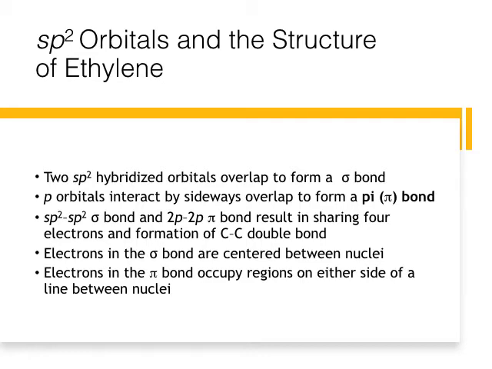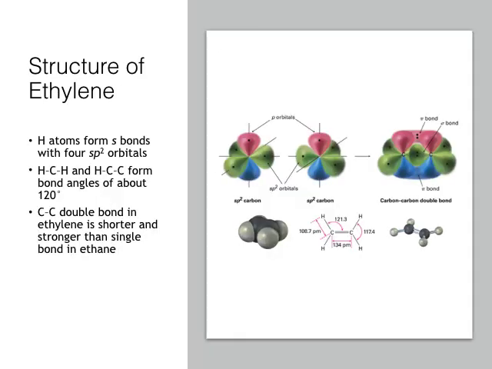Ethylene contains two carbons. It has two sp2 hybridized orbitals that overlap to form a sigma bond. The p orbitals interact sideways to form the pi bond. The sp2-sp2 sigma bond and the 2p-2p pi bond result in sharing of four electrons, leading to the formation of the double bond. This is the structure of ethylene. The hydrogen atoms form s bonds or sigma bonds with four sp2 orbitals. The C=C double bond in ethylene is shorter and stronger than the single bond in ethane.